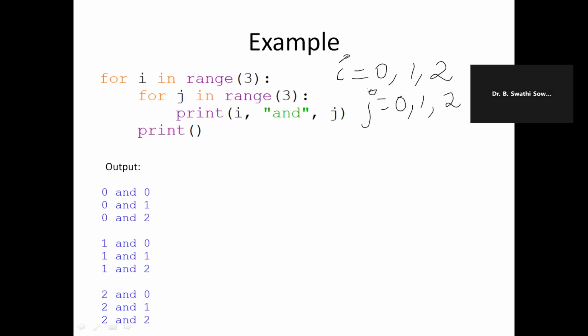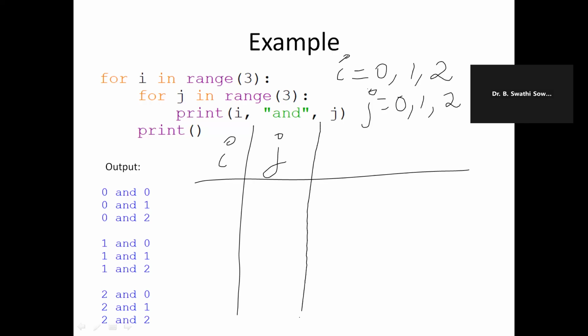Now, how will it print one by one? I am going to trace it. See here, the i value, in the next column the j value, and in the next column the print value.